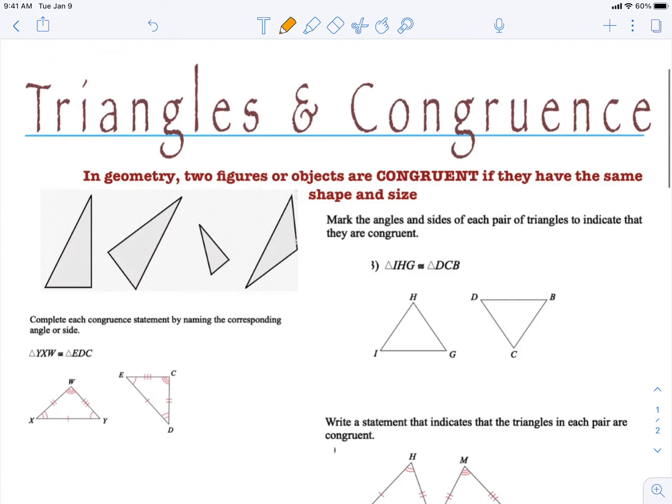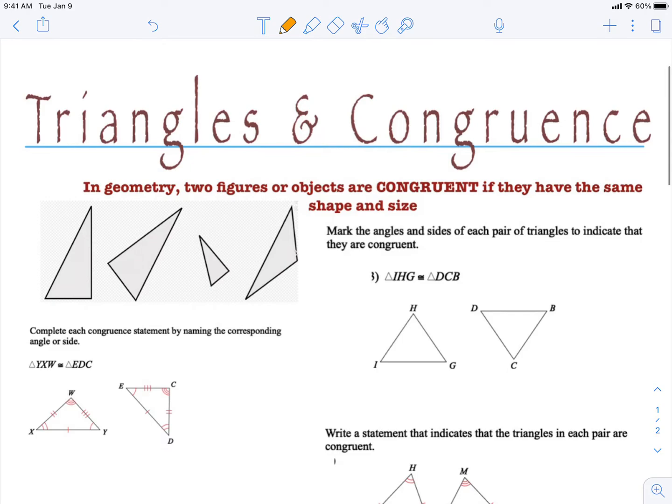All right, guys, here we are. New set of notes, right? So everybody make sure that you have your paper and pencil out, ready to copy notes.